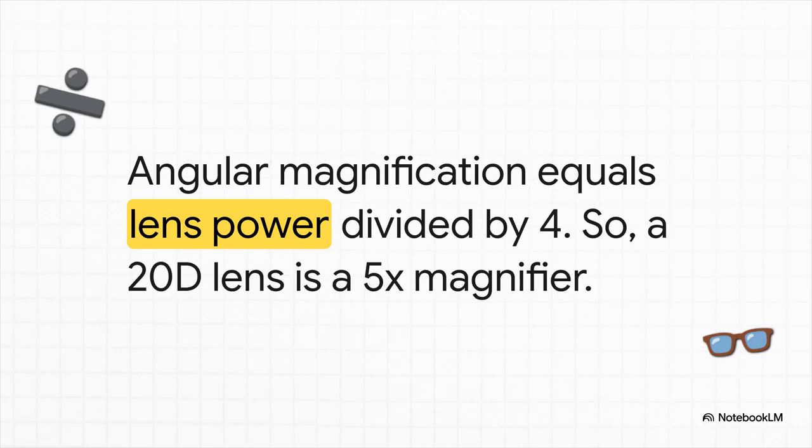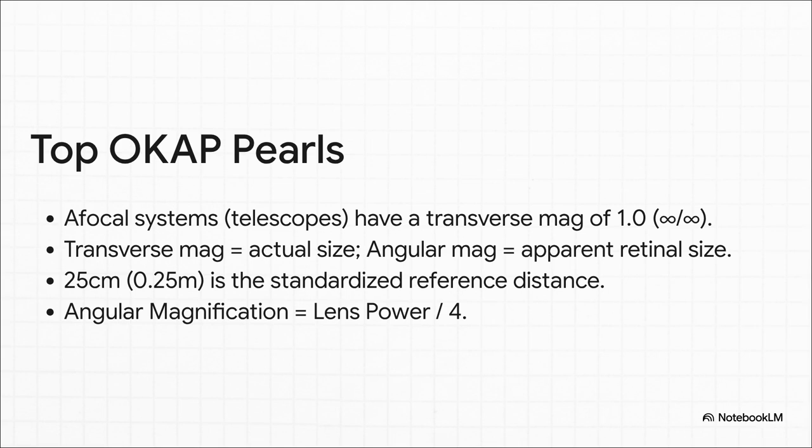If you have a 20 diopter lens, you simply divide 20 by 4 and you instantly know it's a 5x magnifier. If a board question tells you a patient is using a 10x simple magnifier, you just multiply by 4 and instantly know they are looking through a 40 diopter lens. This formula is lightning fast, it's totally reliable, and now you understand exactly the optical physiology of why it actually works. All right, let's do a rapid-fire review of our top board pearls before we wrap up.